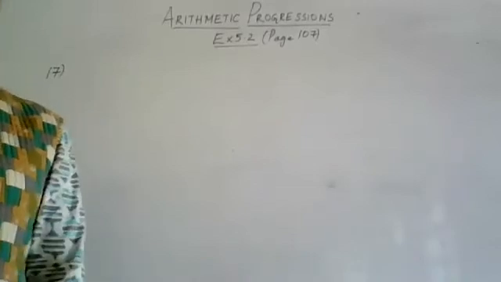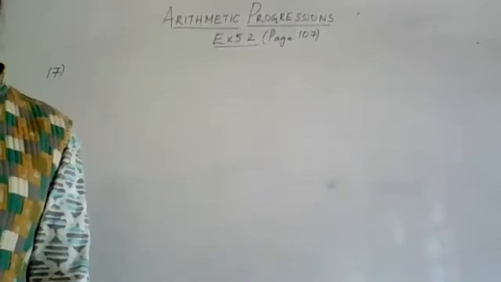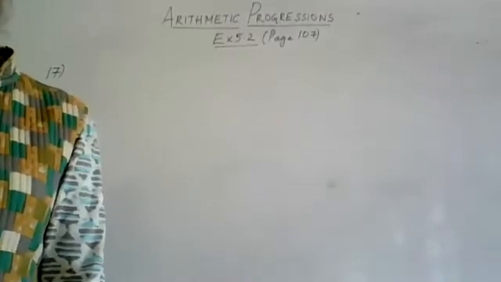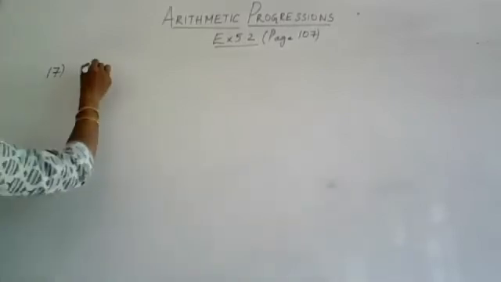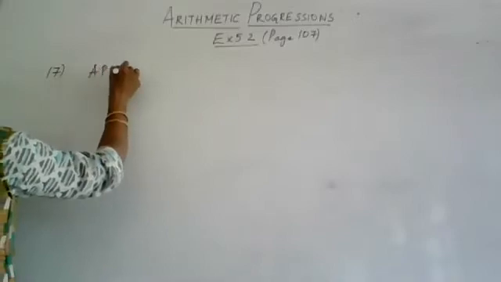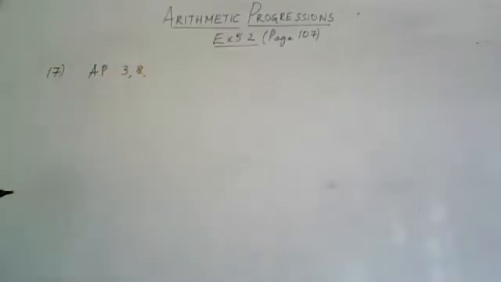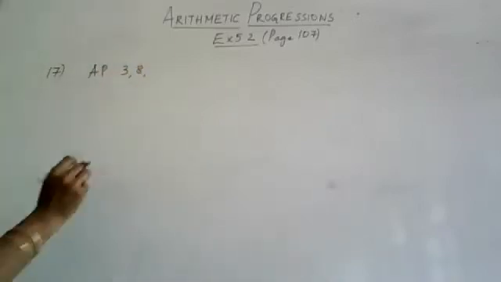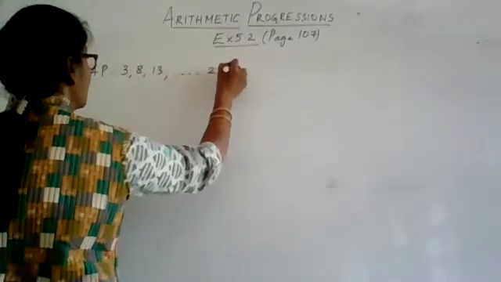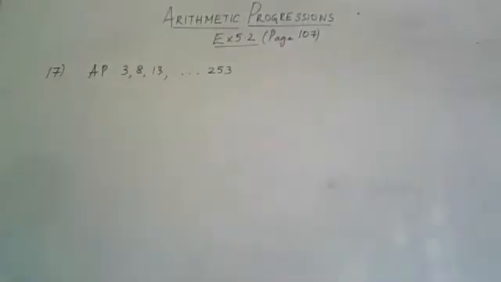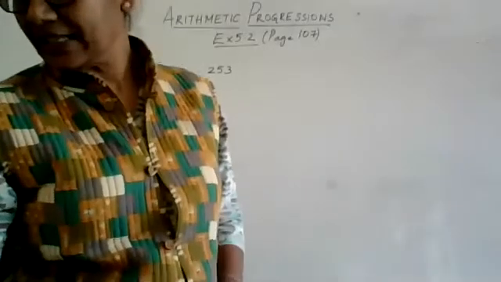The problem says: find the 20th term from the last term of the AP, where the AP is given to be 3, 8, 13, etc. to 253. This is the AP given to me. Alright, I need to find the 20th term.